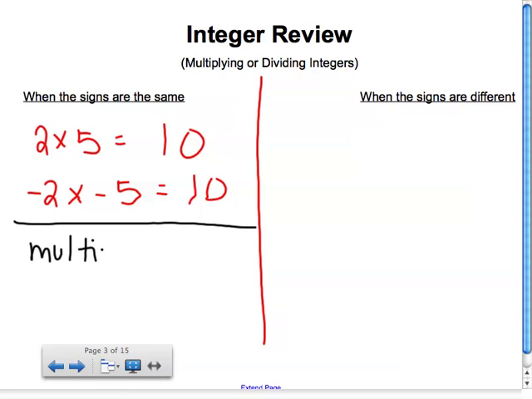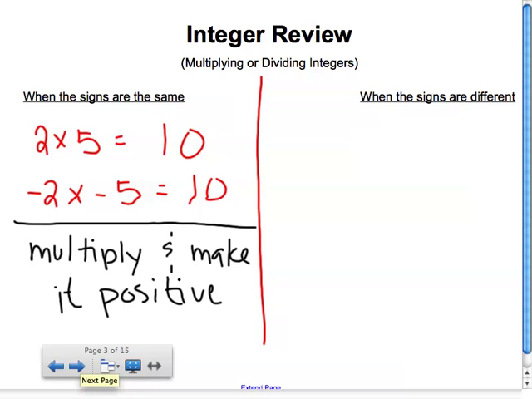Multiply and make it positive. You can also think about this as if you have an even number of negative signs, then your answer will be positive. Okay, when the signs are different, that's when it's negative.